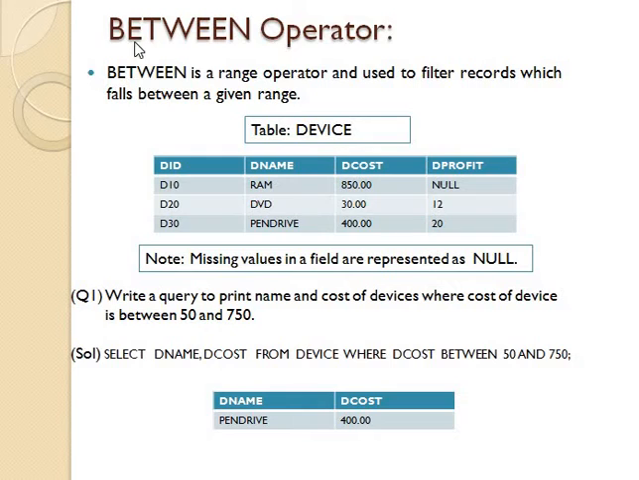Now let's come to the next topic, which is the between operator. Between is a range operator and is used to filter the records which fall between a given range. Now consider this table identified by the name device. This table has 4 different columns, which are DID for the device ID, DNAME for the device name, DCost for the device cost, and DProfit for the device profit. And each of these columns holds entries in their fields.